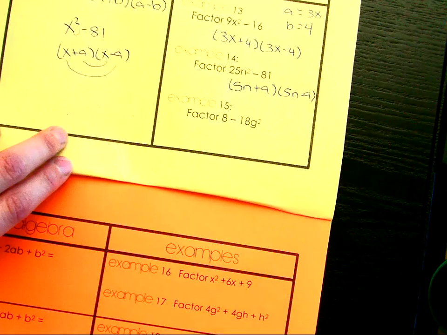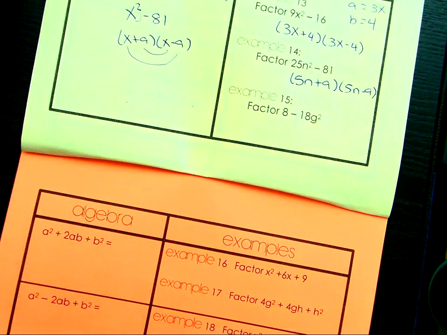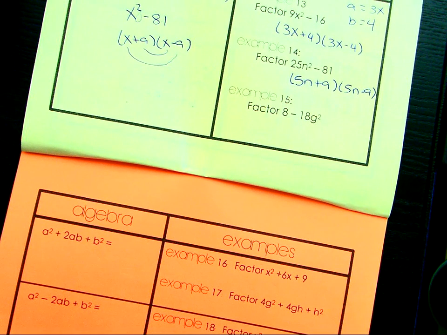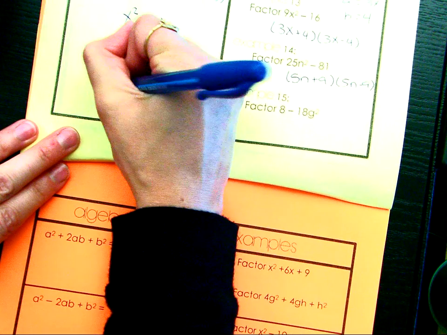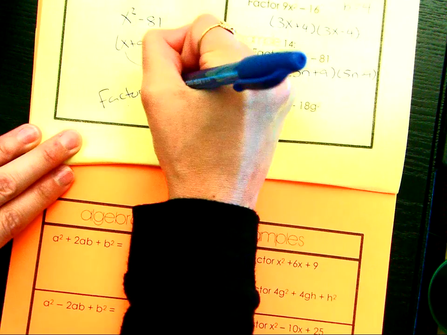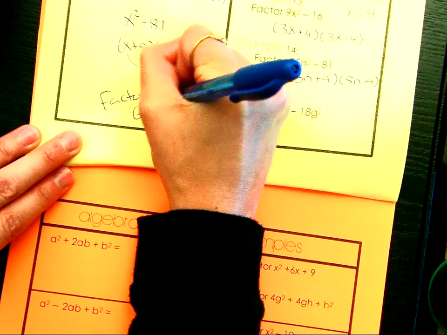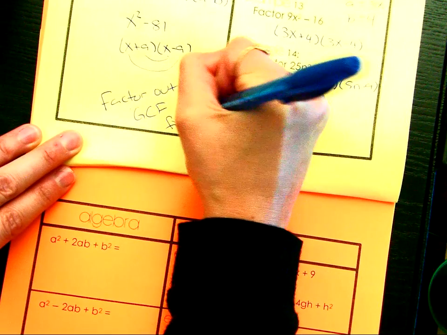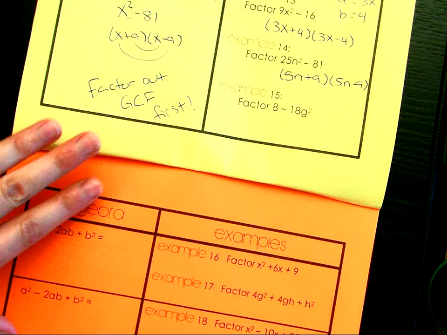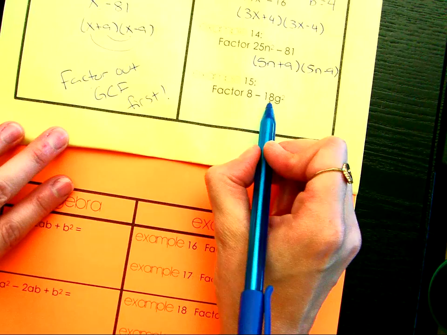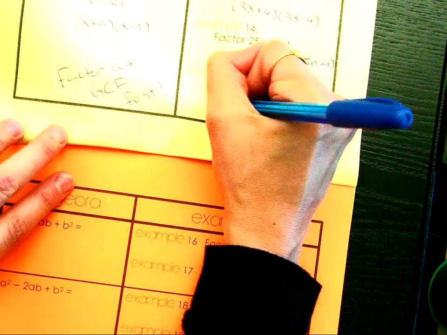Now the last one, 8, probably does not look like a perfect square to you because it's not. So here's where you have to watch out. I mentioned it earlier. You want to factor out the greatest common factor first. You always want to check that first when you're factoring. See if there's a common factor you can pull out first. So in this case, there's a 2. So I can factor a 2 out of 8 and a 2 out of 18g squared.